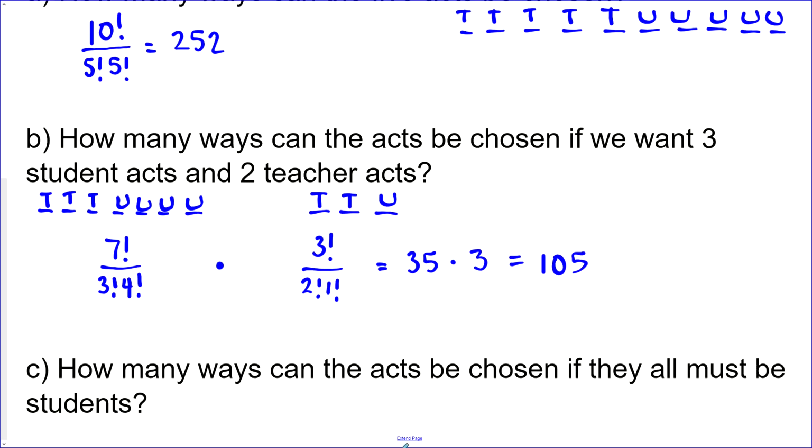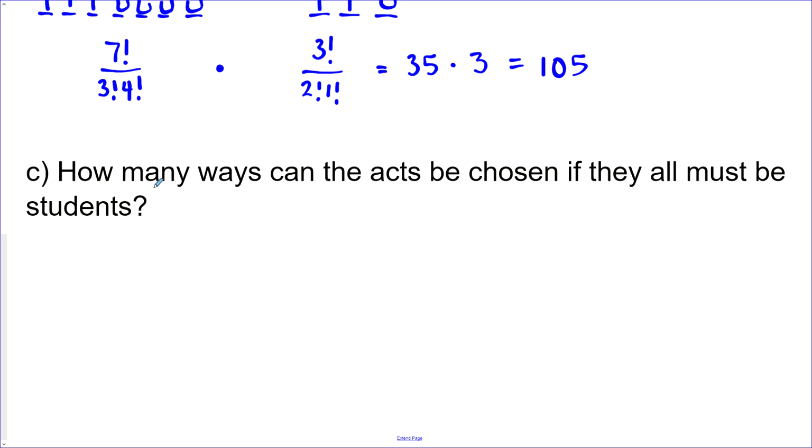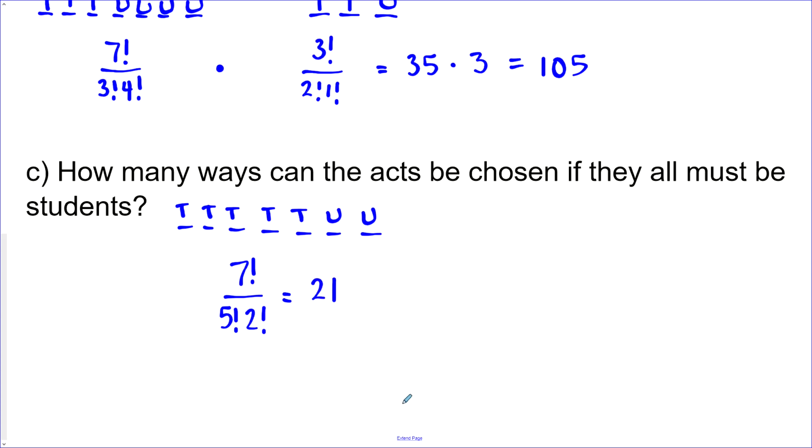And last, how many ways can the acts be chosen if they must all be students? Now we go back to the first way. We've got 7 students, 1, 2, 3, 4, 5, 6, 7. We want 5 talented students, 1, 2, 3, 4, 5, and 2 of them are not going to participate. Now, this is just one group, so we're going to have 7 total, and 5 we're taking, and 2 we're not taking. And this turns out to be just 21 ways.